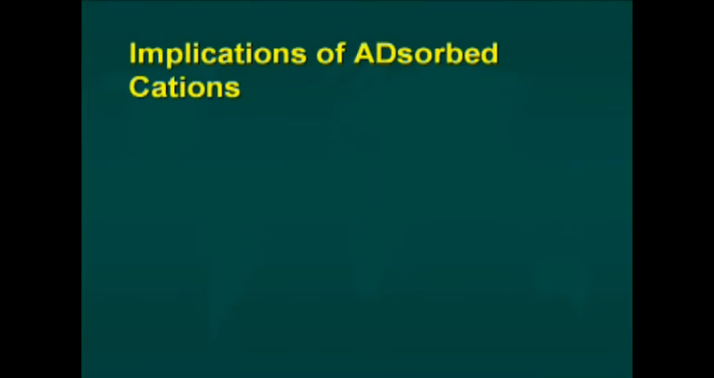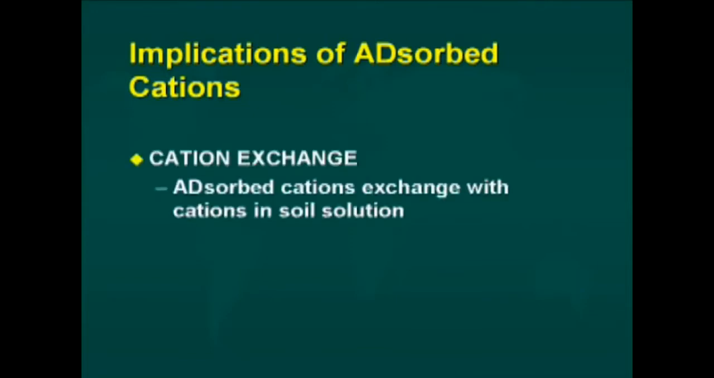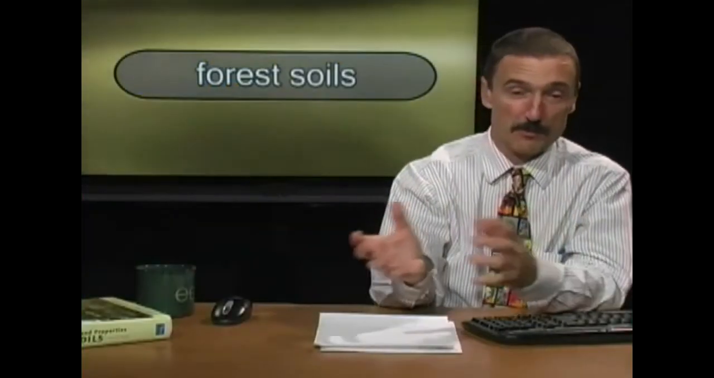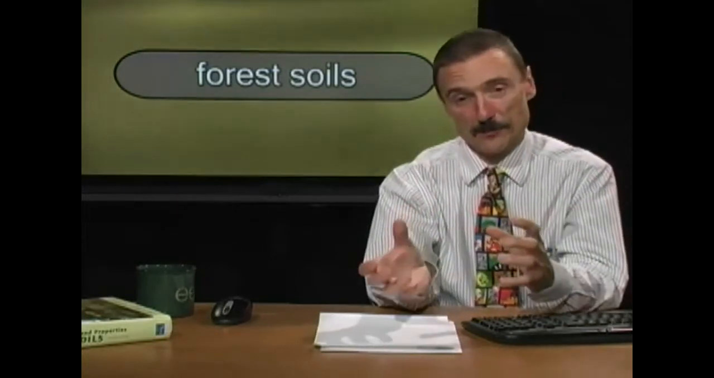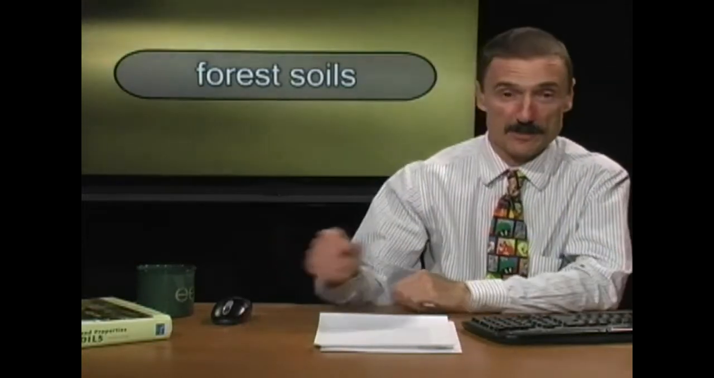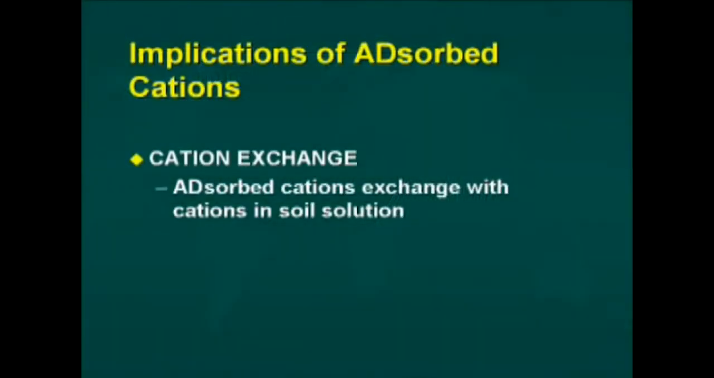So what are the implications of this small size and this net negative charge and these adsorbed cations? Well, quite a few. Now we have something called cation exchange. And cation exchange is where adsorbed cations associated with the colloids exchange with cations in soil solution. So there's movement back and forth. You have soil solution, these colloids, so there's play back and forth. Some of these cations are attracted to the surface and held, and they can be exchanged for other ones. Cation exchange.